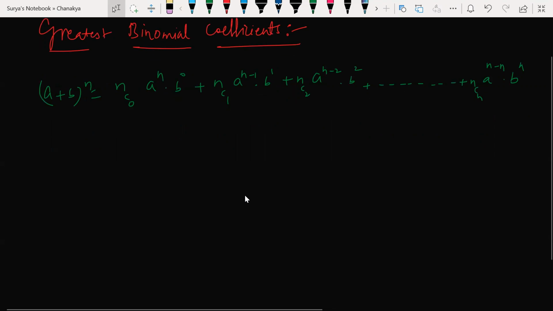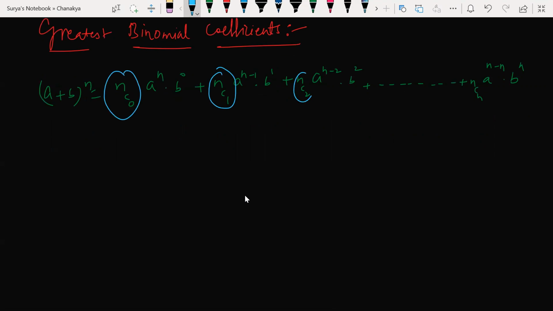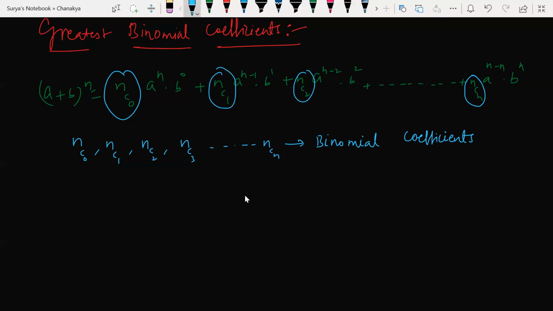So basically here in this above, what exactly are nC0, nC1, nC2, nC3, nC4 and so on, nCn? What are all these? These are binomial coefficients, correct?